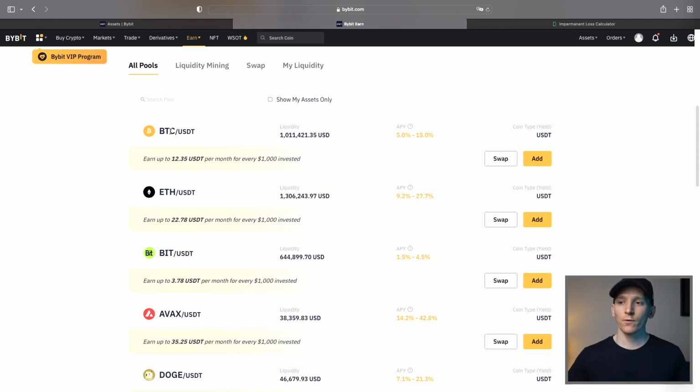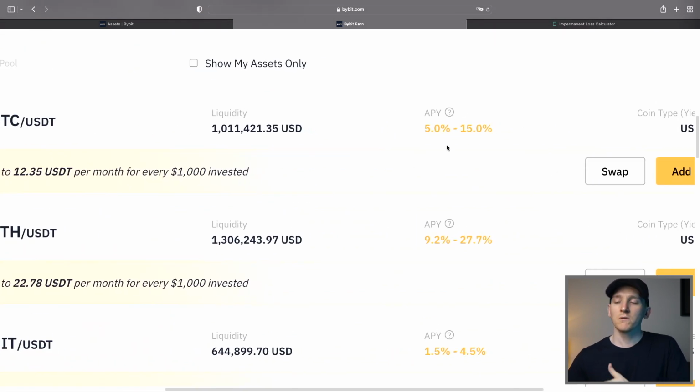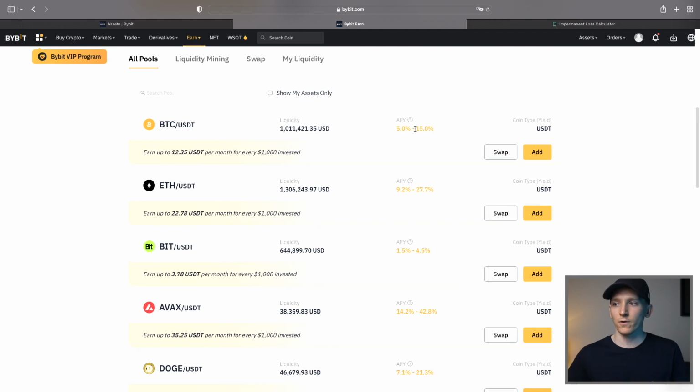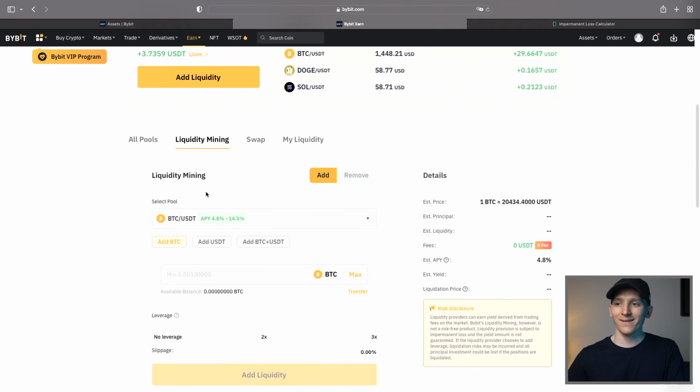So for example, if I'm going to put some value into the Bitcoin USDT pool, and I want to earn some trading fees from that, I'm going to be earning roughly 5 to 15%, but it may be lower, maybe higher sometimes, depending on volumes. I'm going to want to add. So I'm going to go to add right here. Then I'm going to need some assets in my earn account.